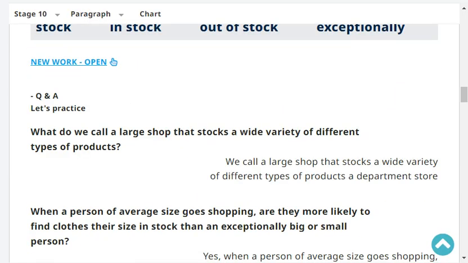What do we call a large shop that stocks a wide variety of different types of products? We call a large shop that stocks a wide variety of different types of products a department store.